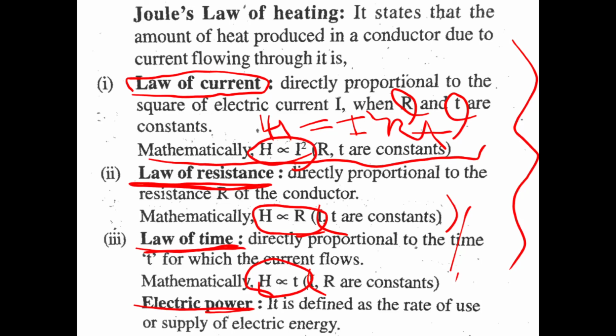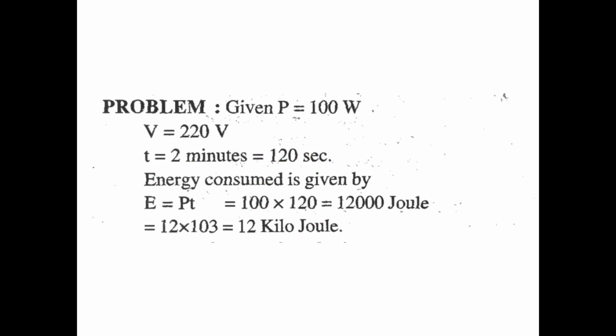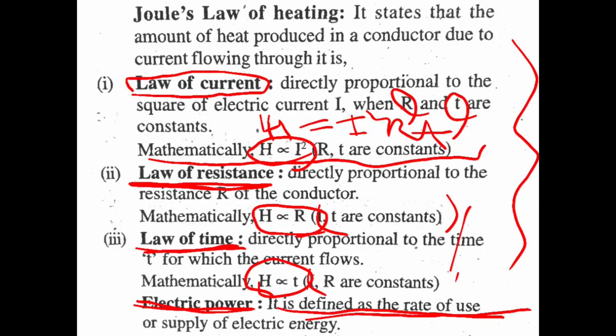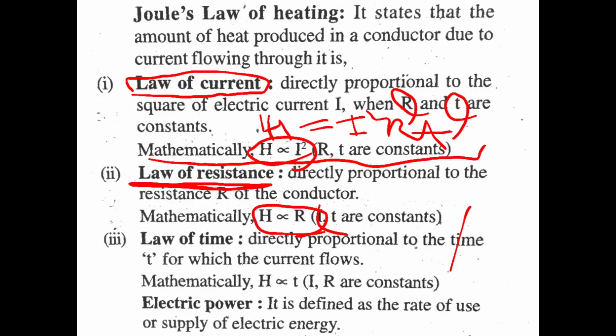Now, electric power. Electric power is defined as the rate of use or supply of electric energy per unit time. That means in time t, the amount of electric energy supplied is known as electric power.